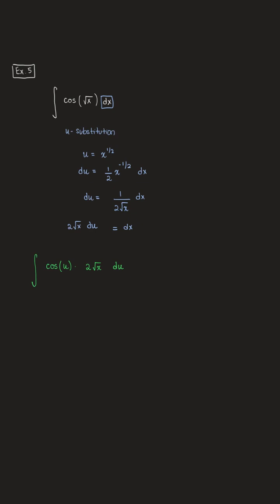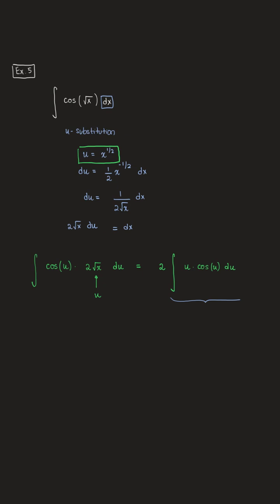But we cannot have an integral with two different variables here. A single integral with two variables is not good. But notice that we have a 2 root x, and our original u is the square root of x. So I'm going to pull the 2 out of the integral. That square root of x is just u. So this is u times cosine of u du. And now notice, we do have a product of 2 functions that's very easy to see. So we can do integration by parts here.